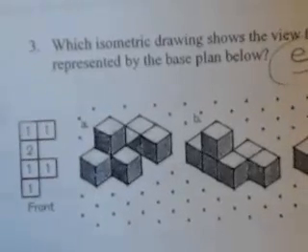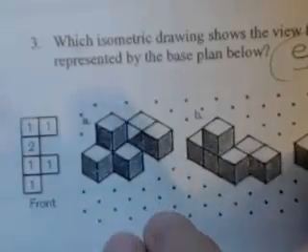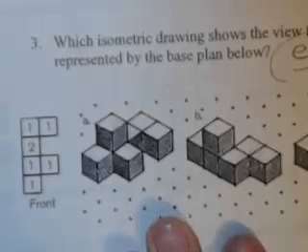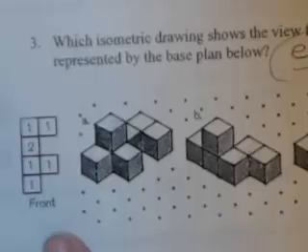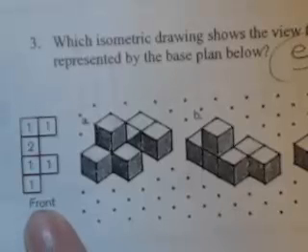Okay, also we should give examples of a base plan and then which of these would match that design. So let's look at, here you have a 1, 1, 1, a 2, a 1, and a 1. So if we're looking at this from the front, we could not have this two-story here. So it's not A.